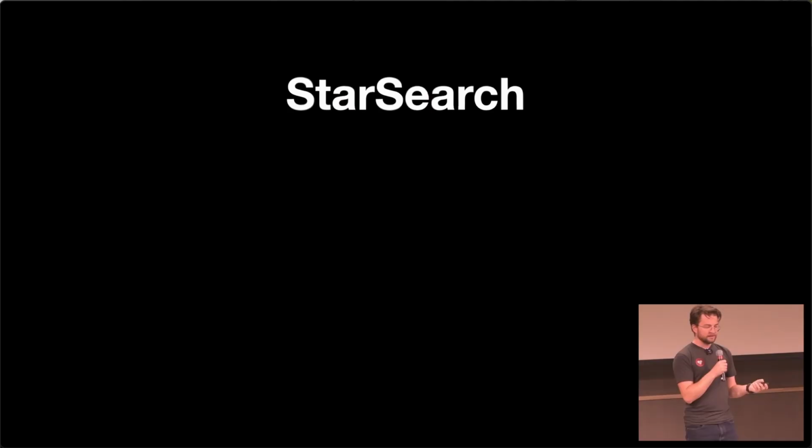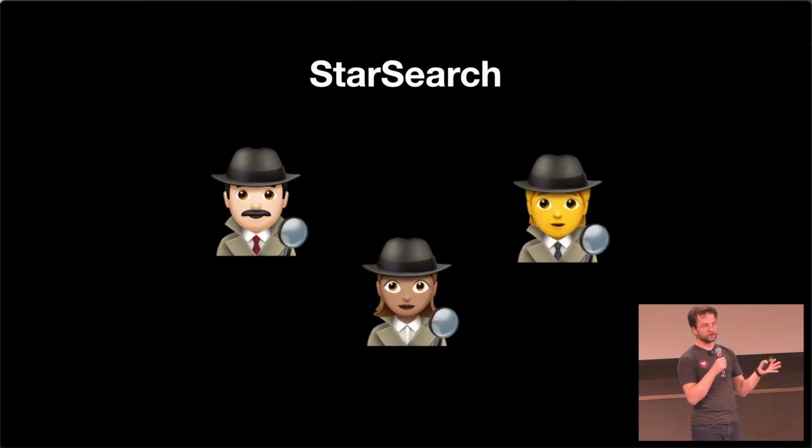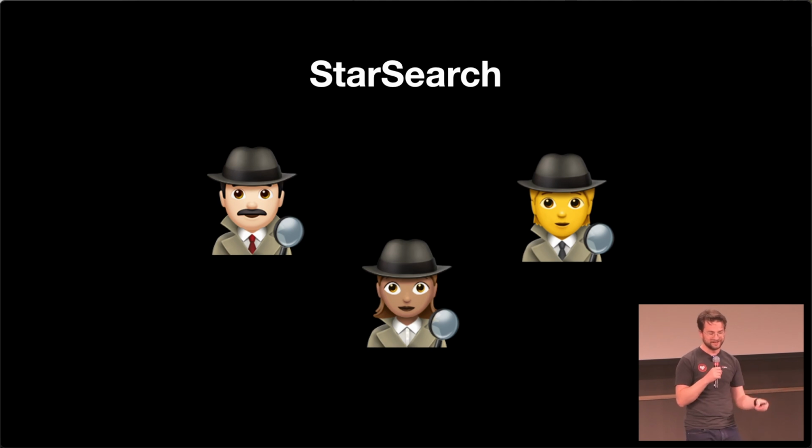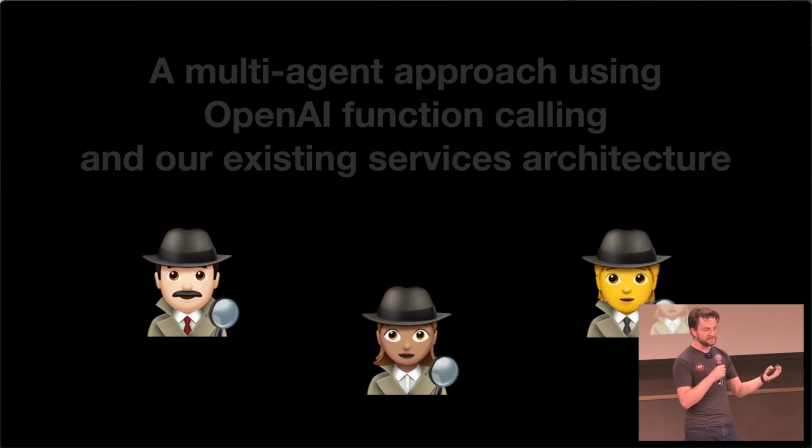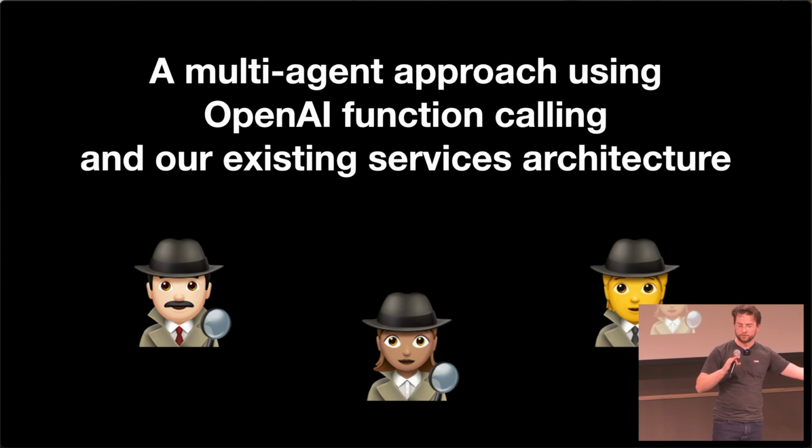Star Search is actually like 4 or 5 AI agents all in a trench coat. And we use this kind of multi-agent approach where these different large language model agents know about each other, can talk to each other, and actually reference each other for different information that they know about. And then that way, they can use some of our existing services that we already have in our API via OpenAI's function calling, which we'll look at a little bit, to actually garner some of that information.